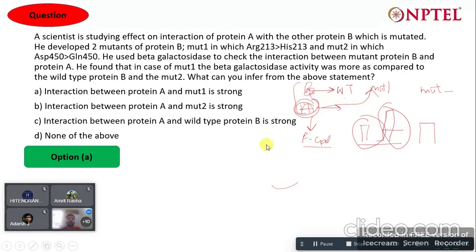Oh, so we can use any other things, but in case of yeast two-hybrid assay, we have a reporter gene. Okay, and that too beta galactosidase. We do not use any reporter gene in other interaction assays.